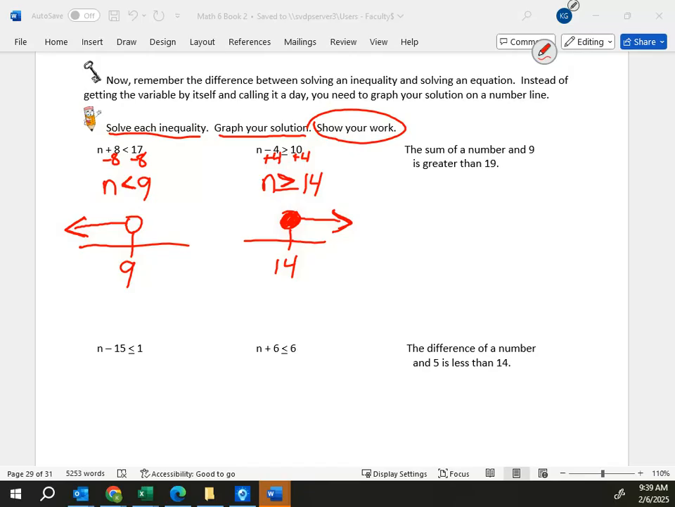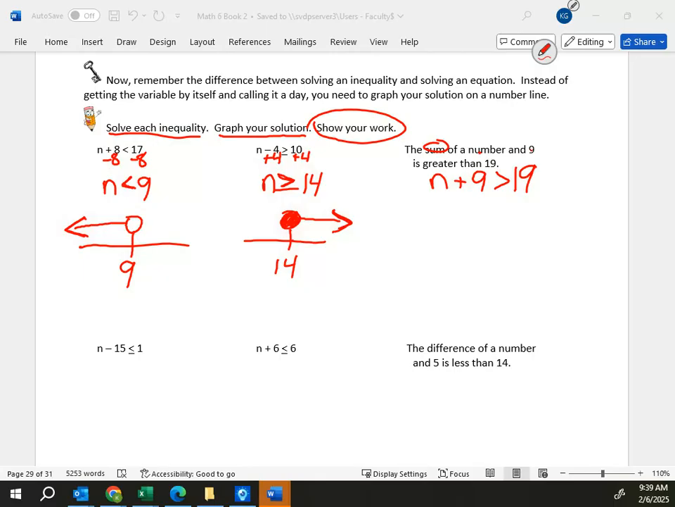Then it gives us that verbal phrase. And we need to make our inequality statement, and then we're going to solve our inequality statement and graph it. So if it says the sum of a number and 9 is greater than 19, what would that inequality statement look like? Nolan P. N plus 9 greater than 19. Yeah. The number and 9, and it says sum. We know sum means to add them, and it's greater than 19.